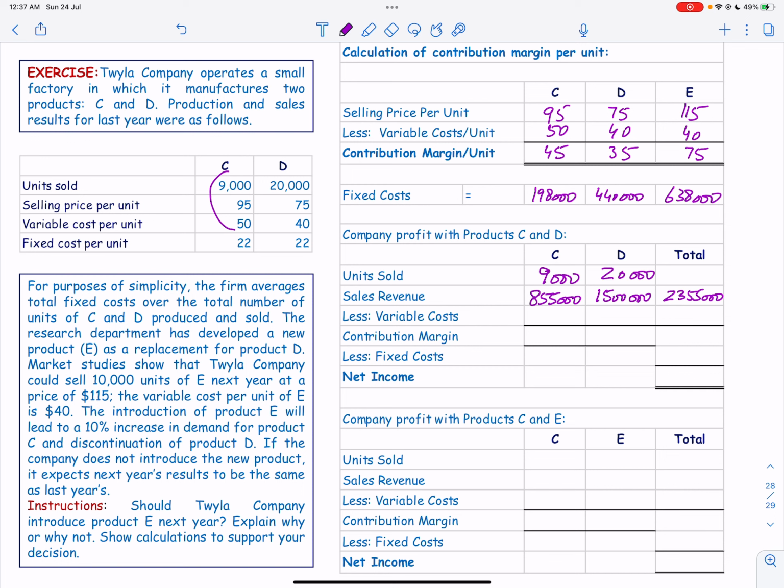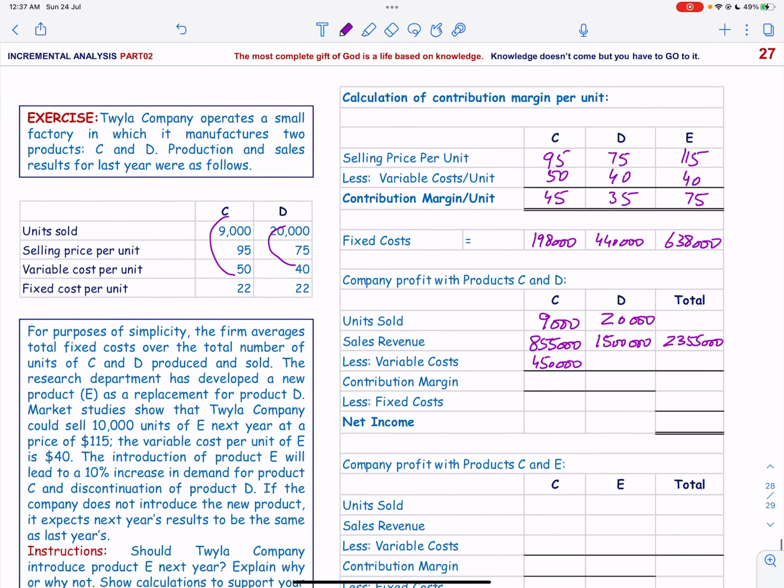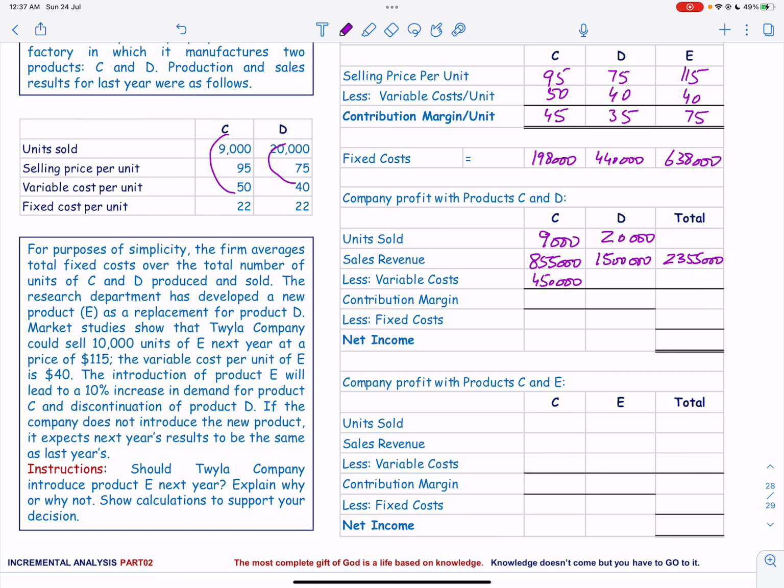9,000, that is 450,000, and this will be 40 times 20,000, that makes 800,000. So the total is 1,250,000. So the contribution margin is sales minus variable cost.